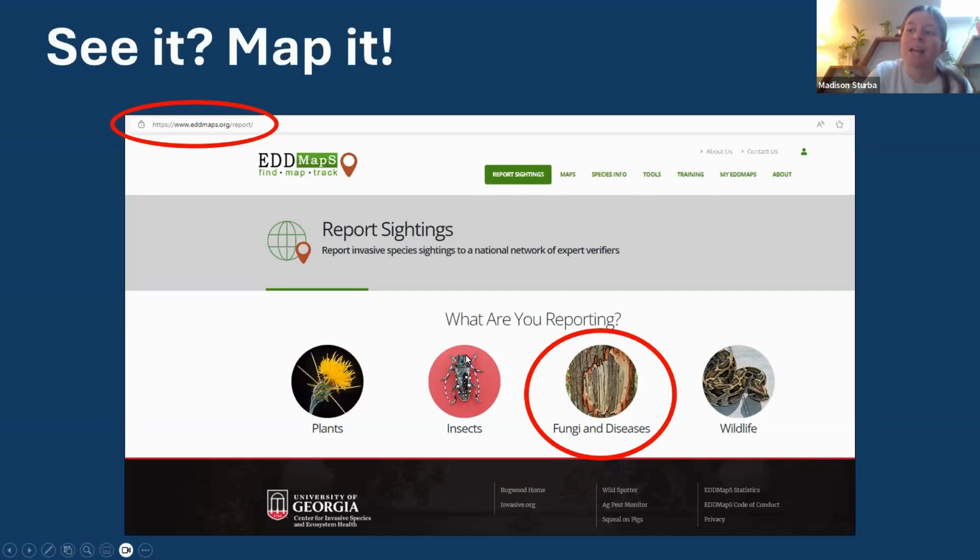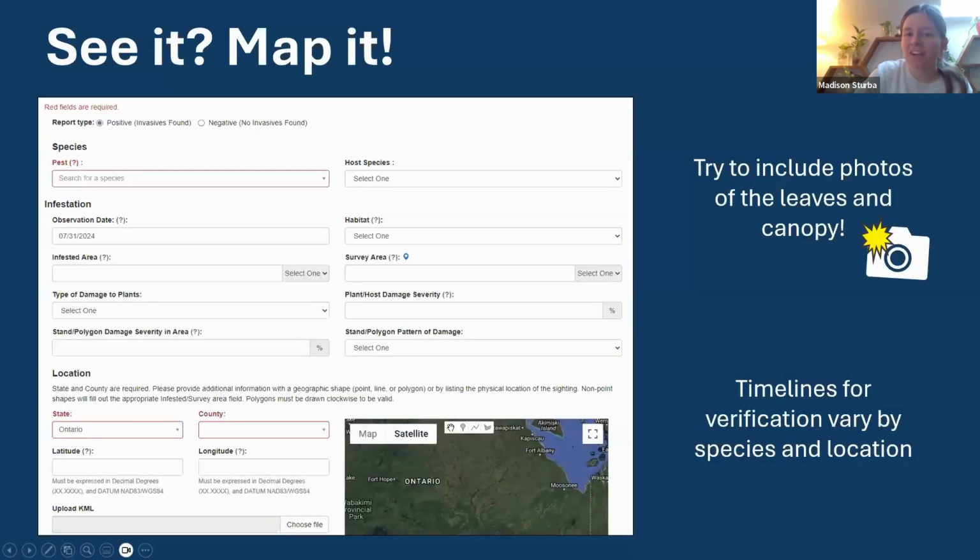And then it'll ask you what type of invasive species you're actually reporting. So in the case of beech leaf disease, it's caused by an invasive nematode, so we would click on fungi and diseases. And then it'll ask you to fill out a lot of information: the type of species that you think it is, the location of the finding, and some pictures. The more information and photos you can provide, the better. It'll just help the verifiers confirm or not confirm the report.